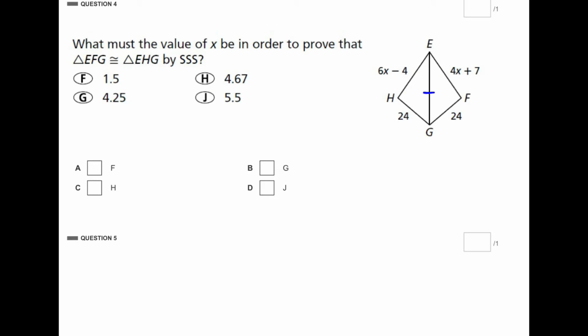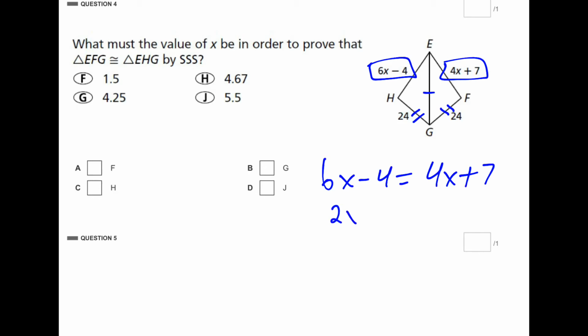So we know that EG is equal to itself. We know that HG and GF are equal to each other. So then we have to match up these two statements. If I set the two equal and I solve for x, I get that 2x is equal to 11. If I divide that in half, I get x is equal to 5.5.